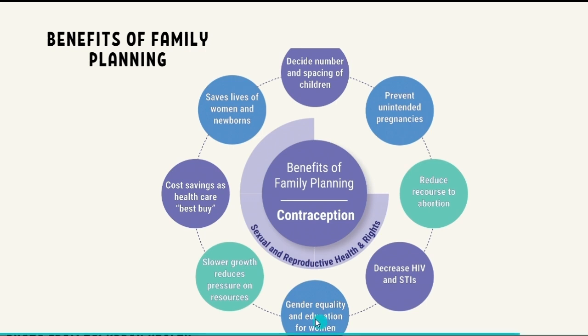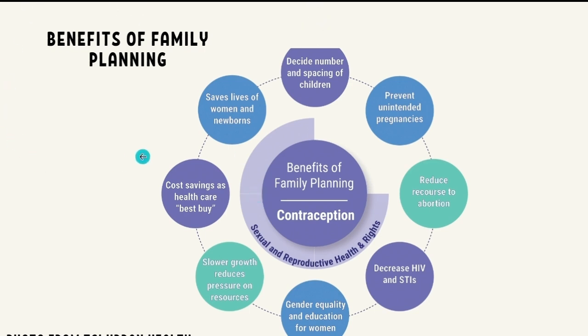And this one is for females specifically. Then slower growth reduces pressure on resources. Once you do family planning, you're able to plan a lot more. For example, if you know you can't take care of five children, you're not going to have five children, right? That's basically what it means. And then there are cost savings in healthcare. Children are expensive, so it goes back to resources. If you cannot afford it, don't go down that road, because when you have five children, you know how that goes, plus your health insurance and stuff like that.